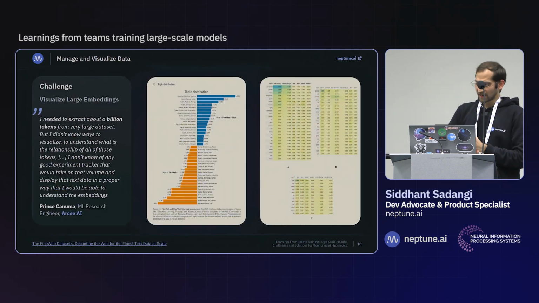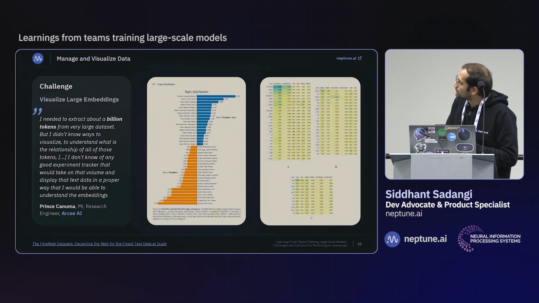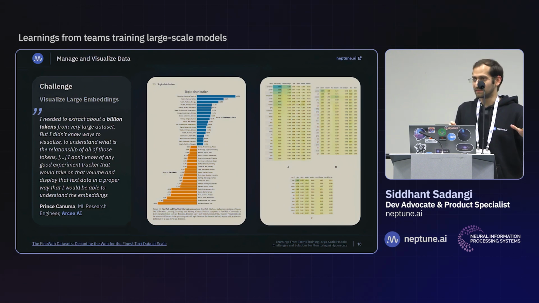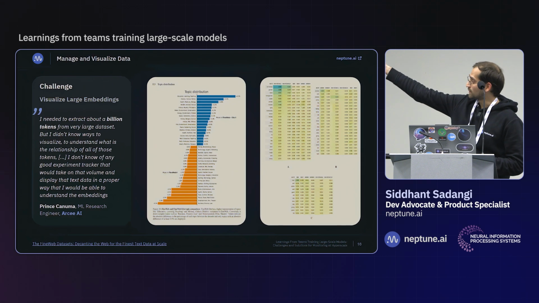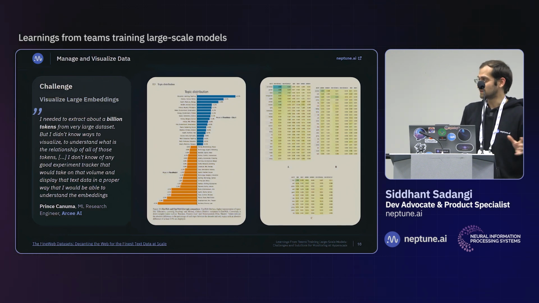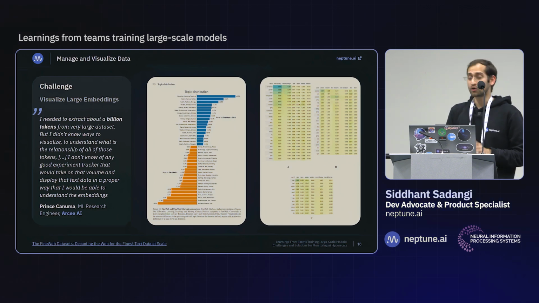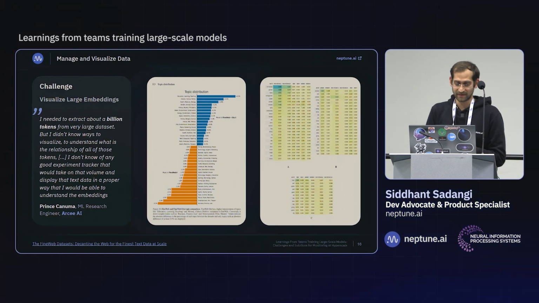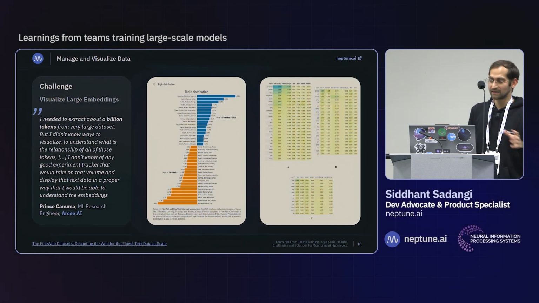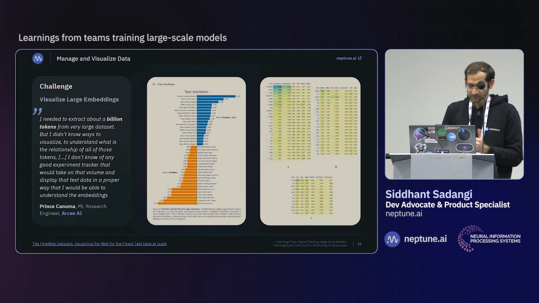And then this is kind of a niche challenge if you want to visualize large embeddings. So my friend Prince was training the world's first Llama 3 with say 6 billion parameters. And while doing that, he ran into this challenge of not being able to visualize large size embeddings. So he was extracting 1 billion tokens from a large data set, but there was no way to visualize the relationship between these tokens.